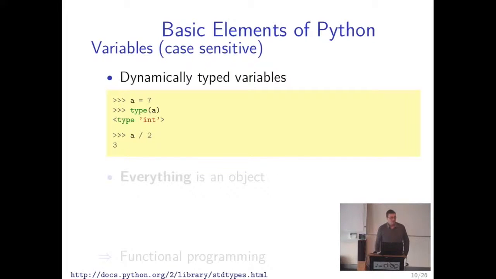That means that you do not have to write, in contrast, for example, to C++, the type of the variable that you want to have, but this is automatically evaluated. So, for example, when you assign a 7 literal to a variable named a, and you ask for the type of that variable, then it will tell you int. And if you divide it by another int, let's say 2, then it will automatically take the integer division.